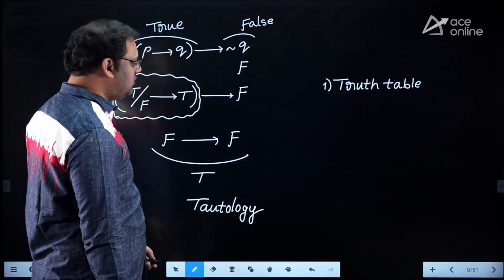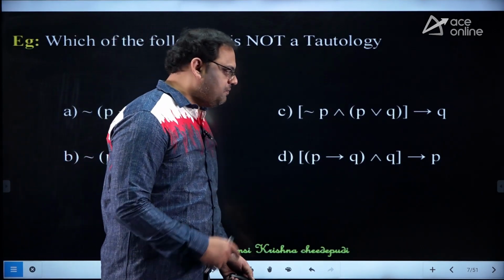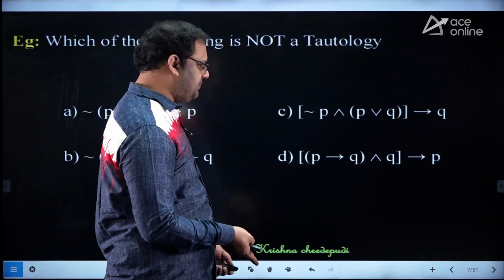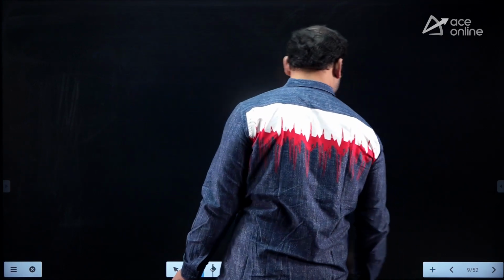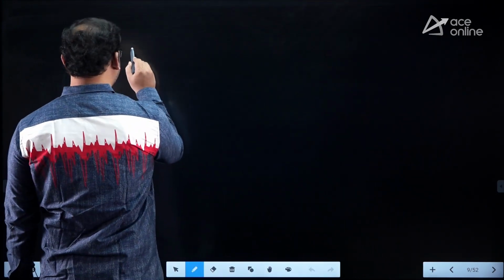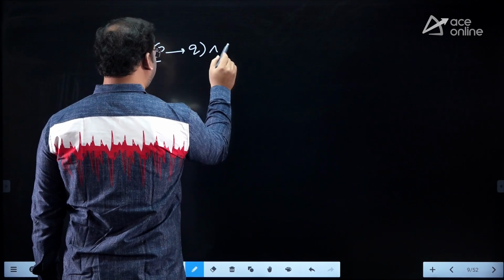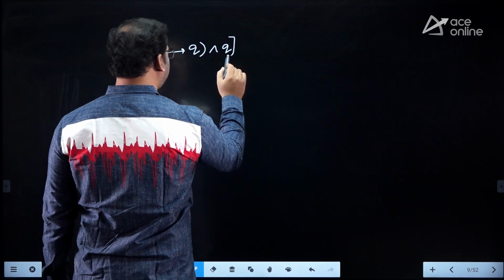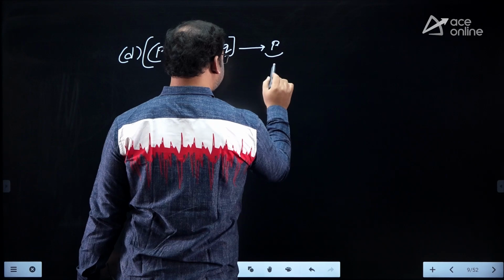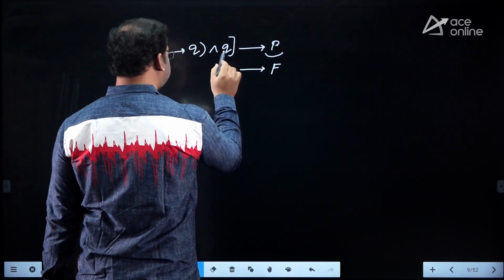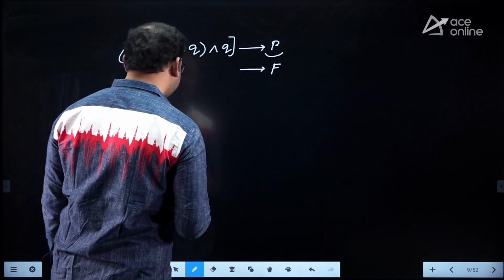Next, coming to option D. What is option D? We have P implies Q and Q implies P, like this. Now let us consider P is false. If I take P is false, Q can be either true or false, and P is false here. Let me consider case by case.